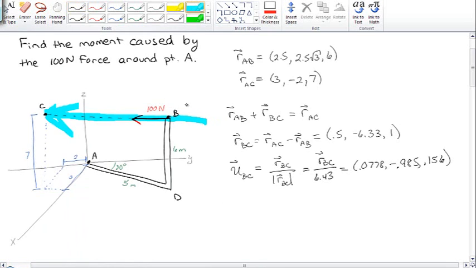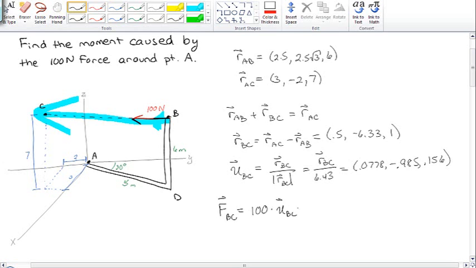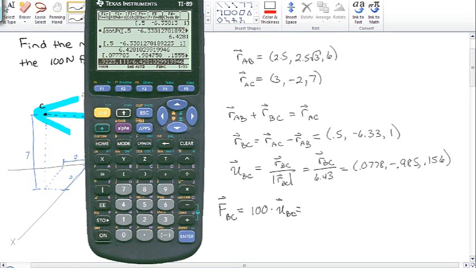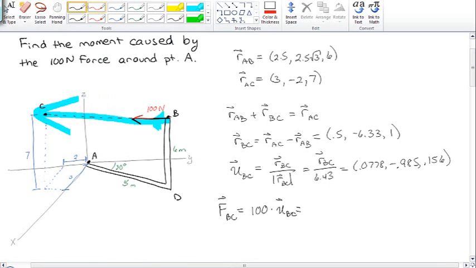Now that I have a teeny weeny unit vector, I want to scale it by 100 because that's how big the force is. So the force vector that goes from B to C is just going to be 100 times the unit vector that goes from B to C. So 100 times the unit vector is, not surprisingly, the same thing with the decimal place moved over a little bit: 7.78, negative 98.5, and 15.6.